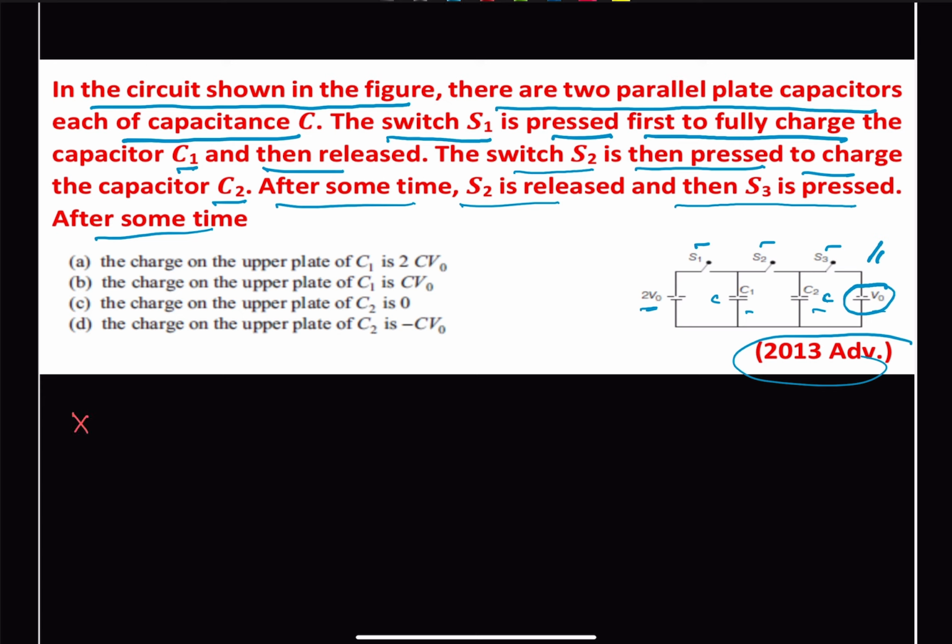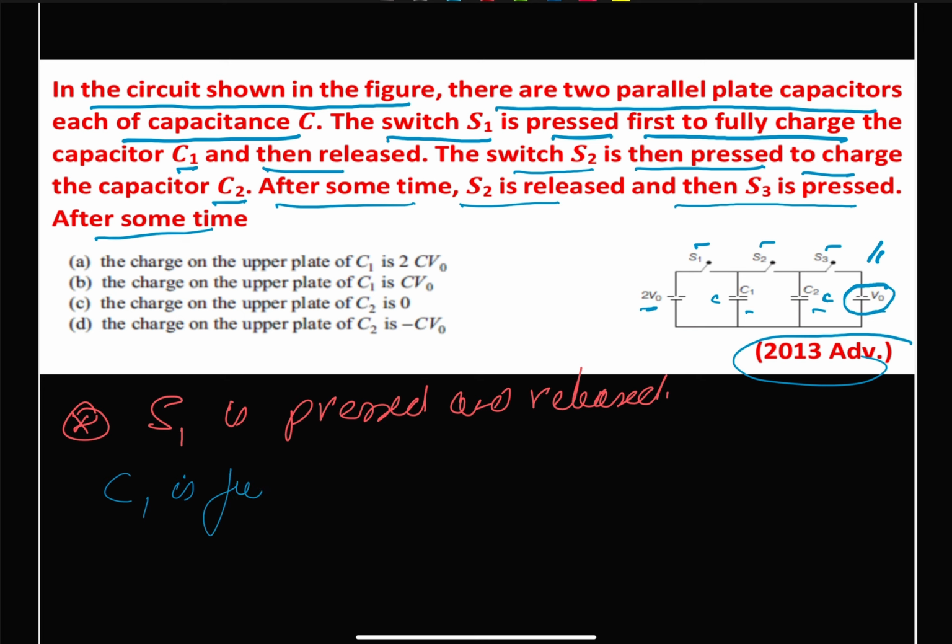So in the first part, it says that S1 is pressed and released. Therefore, we can say that the capacitor C1 is fully charged, and that will be charged to twice V0.